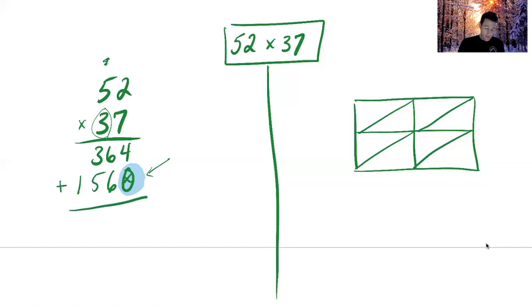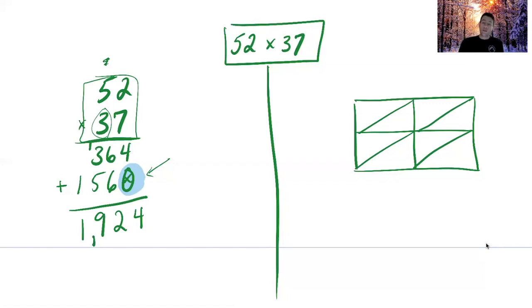We add our partial products. 4, 12, carry the 1. 1 plus 3 plus 5 is 9, and 1 here. Because this is not a decimal problem, we just add our comma in between the third and fourth digit. All right, 1,924.